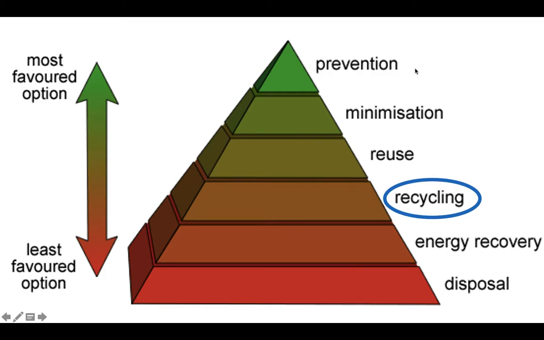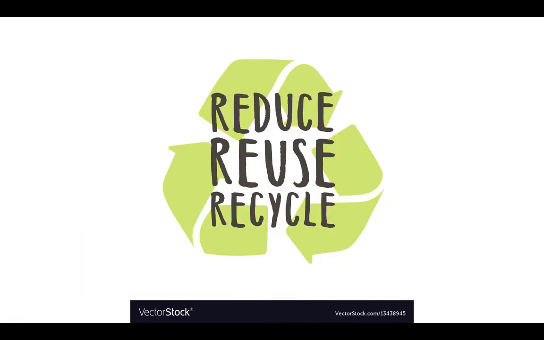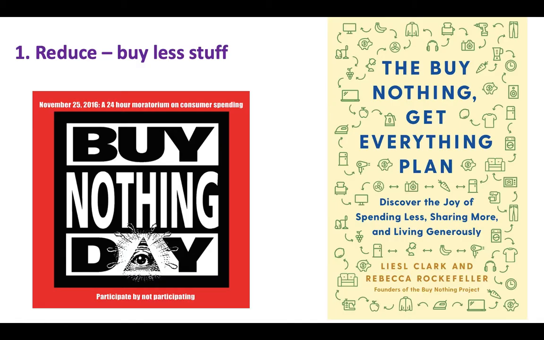We want to prevent, minimize, and reuse as much waste as we can to prevent it from even entering the cycle in the first place. Disposing of it is the last option. Again, that's why we say reduce, reuse, recycle. They go in order for a reason. Reducing is what we want to do first. So buy less stuff. It's as simple as that, right?